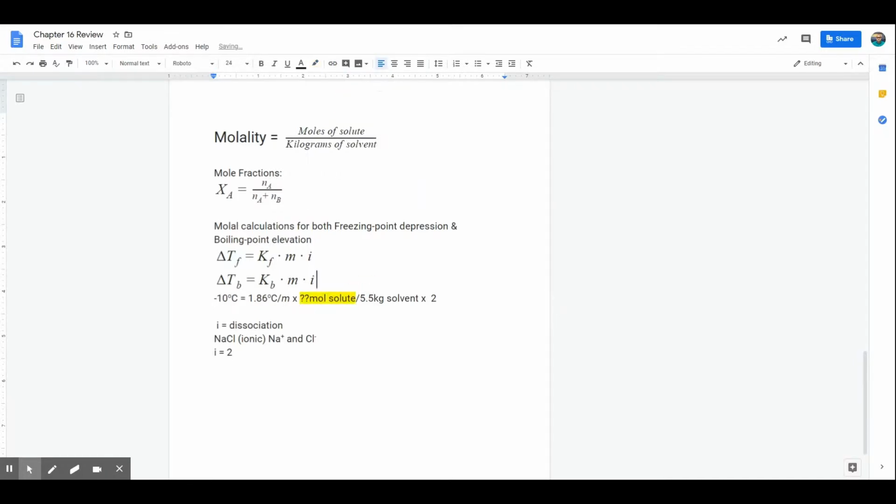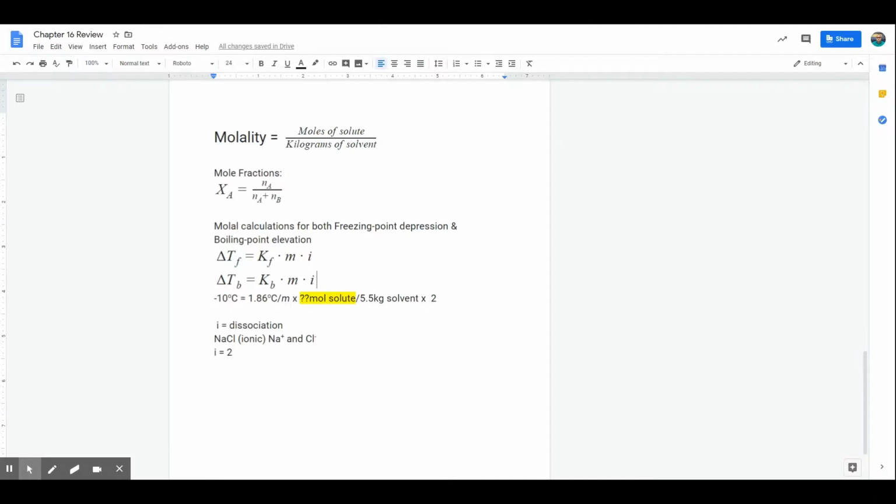So let me just review really quick, just in case you got a little bit lost. So delta T, whether it's for freezing point depression or boiling point elevation, is just the change in temperature. So freezing usually will be a negative value because you're going down, and boiling point will be a positive number going up. But either way, it's the change in temperature. So that's what delta means.